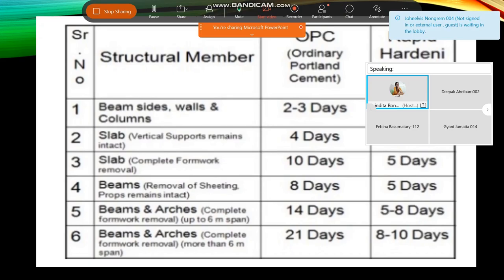For slab, complete formwork removal, OPC 10 days and rapid hardening cement 5 days. Beams, where removal of sheeting props remains intact, OPC 8 days and rapid hardening cement 5 days. Beams and arches, complete formwork removal up to 6 meters span, OPC 14 days and rapid hardening cement 5 to 8 days. Beams and arches on complete formwork removal of more than 6 meters span, OPC is 21 days and rapid hardening cement is 8 to 10 days.